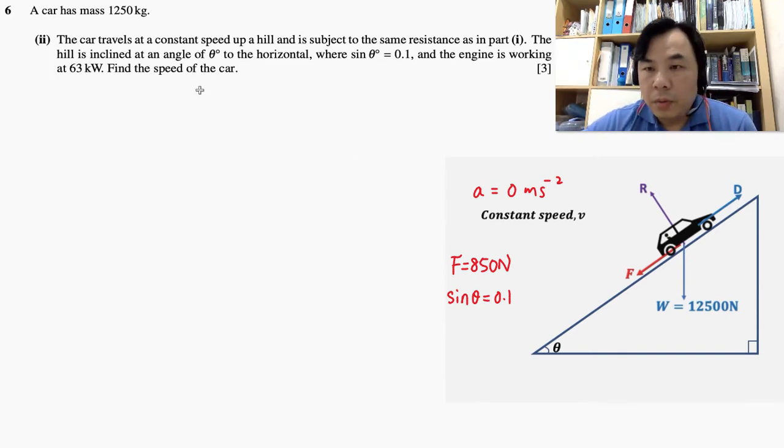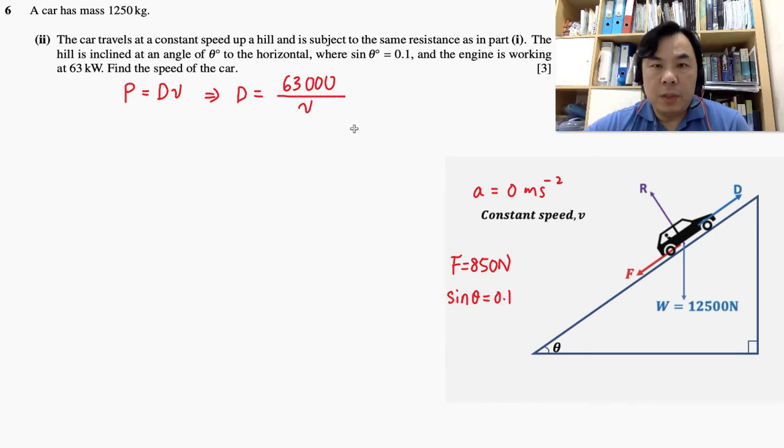Before that, I'd like to bring back the relationship between the driving force and the power again. We know that the power is given by the driving force multiplied by the instantaneous speed at that point of time. And here we are given the power. So therefore, our driving force would be 63,000, because it's kilowatts, divided by the speed that we need to evaluate later.